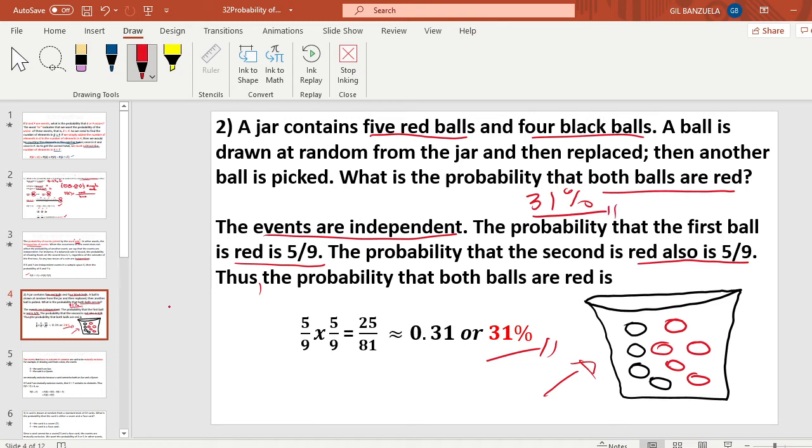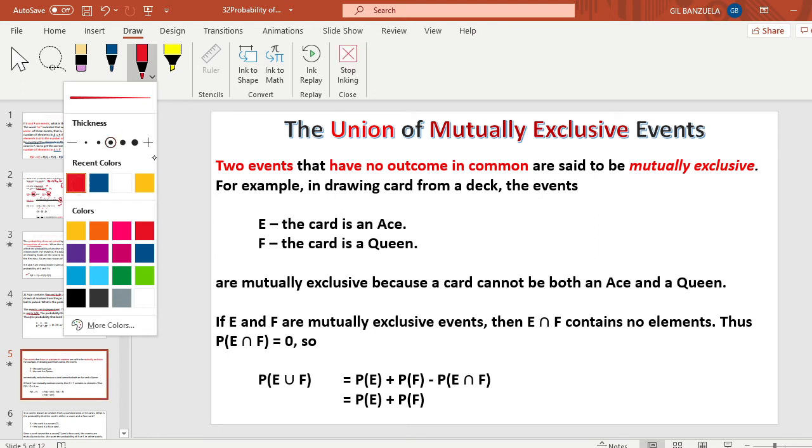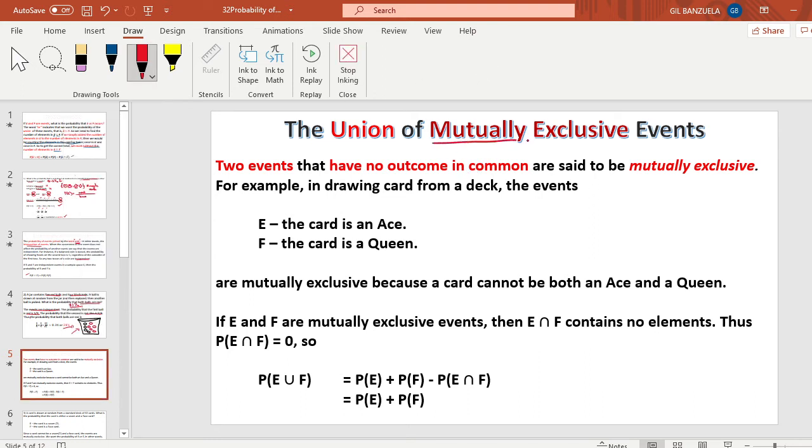Alright, so let's proceed to the next one. This time we are going to talk about the union of mutually exclusive events. Two events that have no outcome in common are said to be mutually exclusive. For example, in drawing a card from a standard deck, the events that the card is an ace and the card is a queen are mutually exclusive, because a card cannot be both an ace and a queen at the same time.